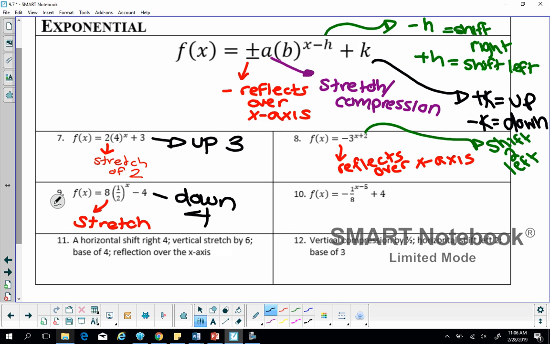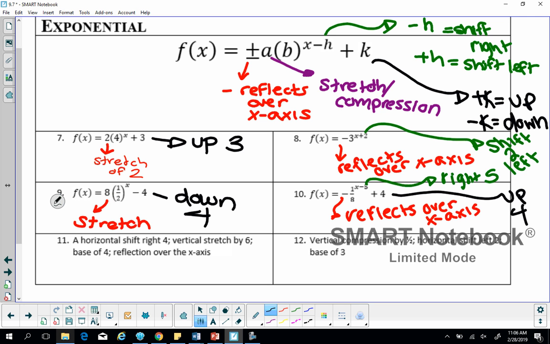Who wants to do the next one? Who wants to brain buck? Mari, go for it. What is a negative? Reflection over the x-axis. Reflects over x-axis. Right. Beautiful. There you go, Mari. Left and right, so right 5. Beautiful. And up 4. Perfect.